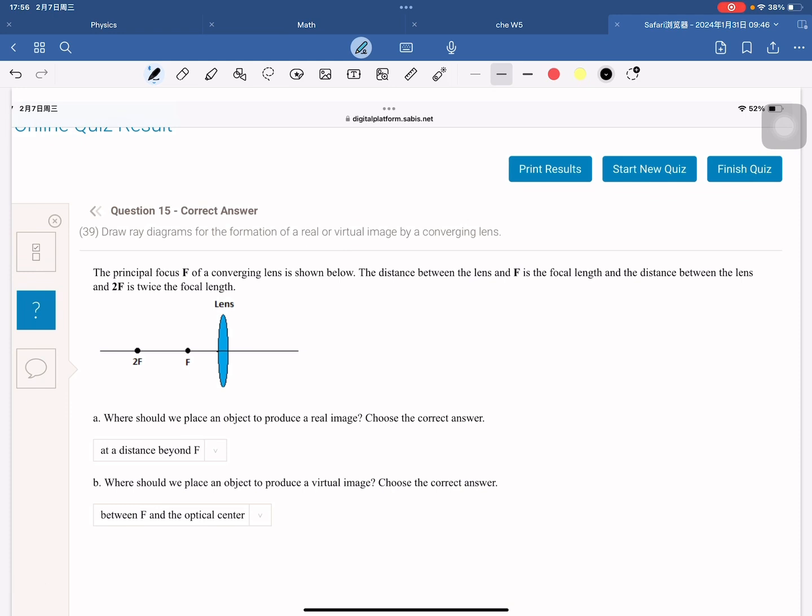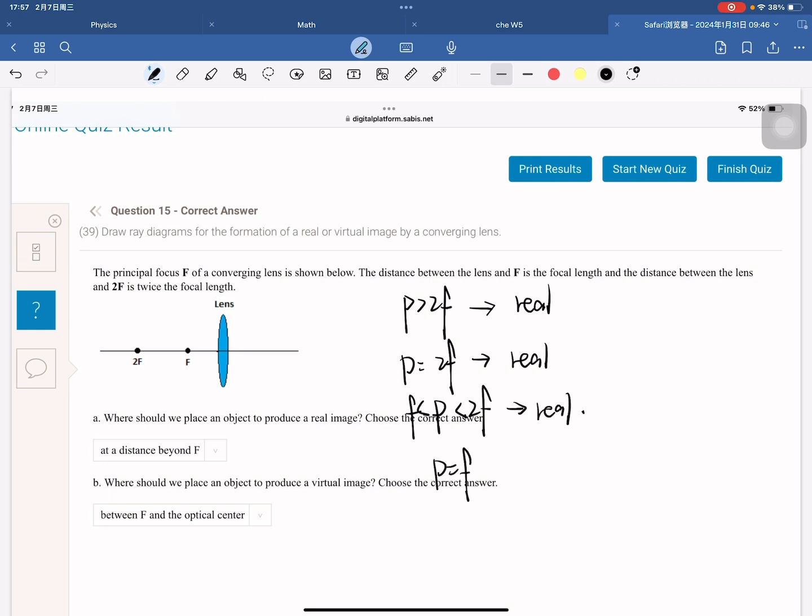Question 15. Where should we place an object to produce a real image? So when p is bigger than 2f, we can get a real image. p equal to 2f, also a real image. p bigger than f, smaller than 2f, real image. But when p is equal to f, there's no image. When p is smaller than f, the image will be virtual. So when the object is beyond f, we can see the real image.